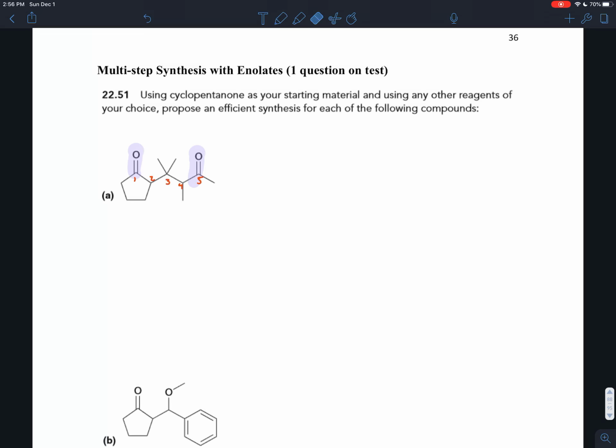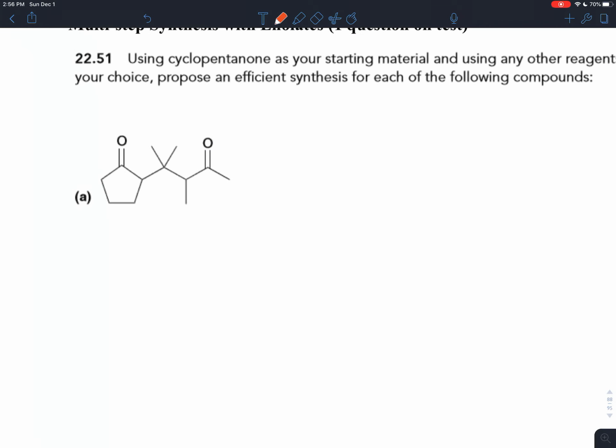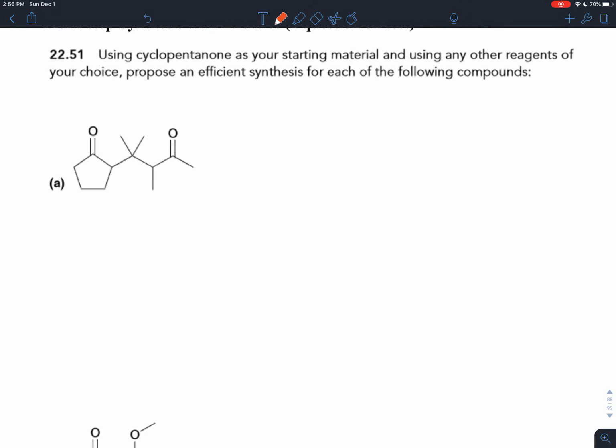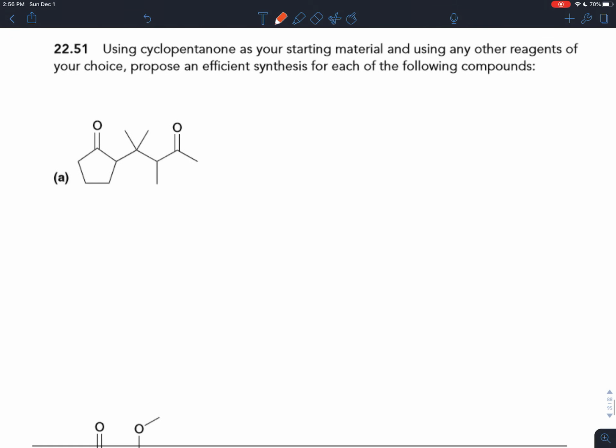Okay, so Stork Enamine synthesis. Now in the Stork Enamine synthesis, we need an alpha carbon to act as a nucleophile, and a weak nucleophile. And then we need a beta carbon to act as an electrophile. And we could technically use either one here. I'm going to use this as the alpha carbon that acts as the nucleophile.